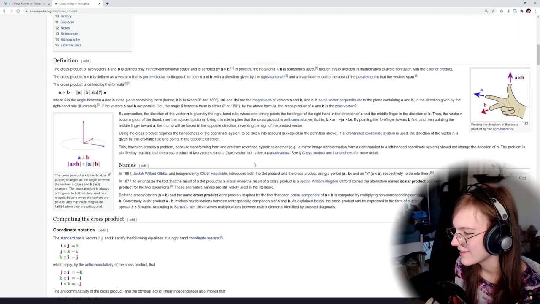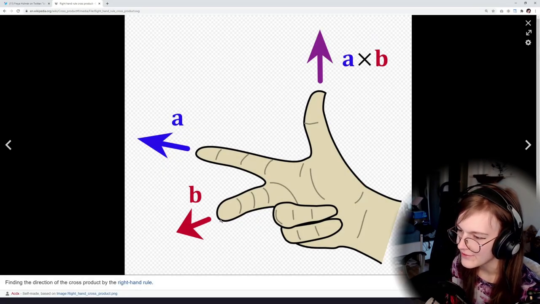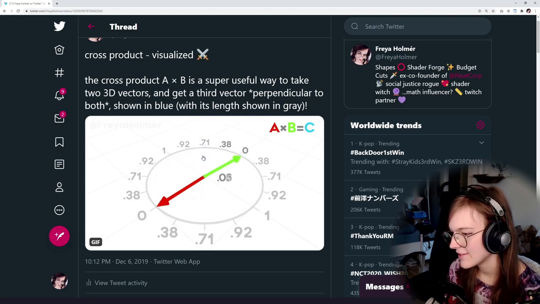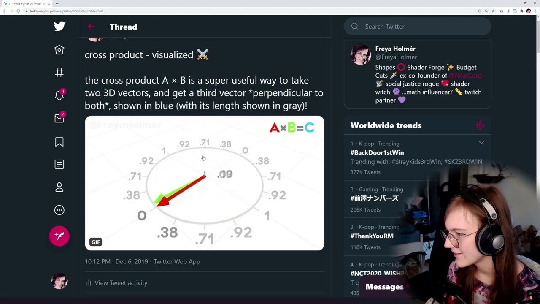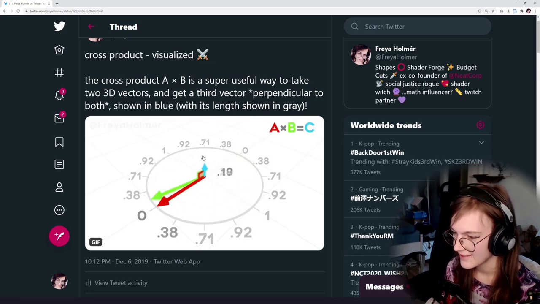I've never had to write a cross product function myself. This is a right-hand rule, and they're not even using the thumb and index finger. That's gross. Right-handed is standard in math. Left-handed is standard in Unity. Because everything is inconsistent and it's chaos.